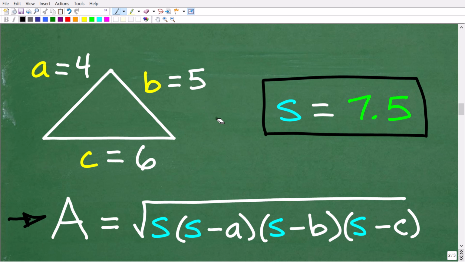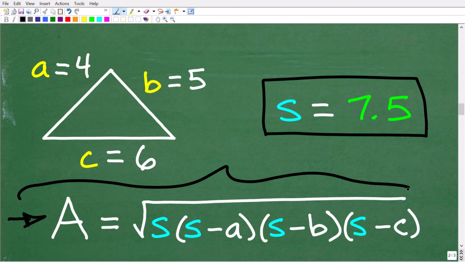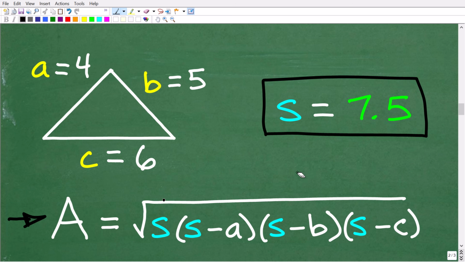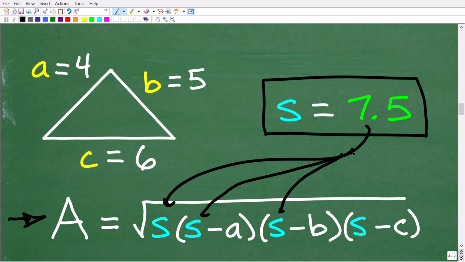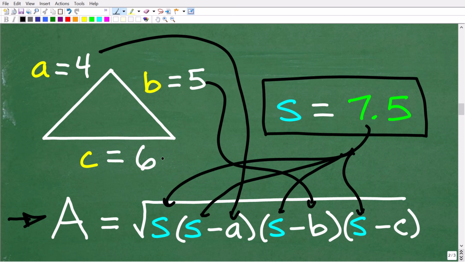Believe me, I've been teaching math for a long time. And the reason why people make a lot of errors is they get a little sloppy when they plug in all their information. So when you're using a big formula like this, you got to be really, really neat and double and triple check that you're plugging in the right values. So for S, we're going to plug in 7.5. So we're going to put 7.5s right here. And then for A, we're going to plug in 4. For B, we'll plug in a 5. And then for C, we'll plug in 6.